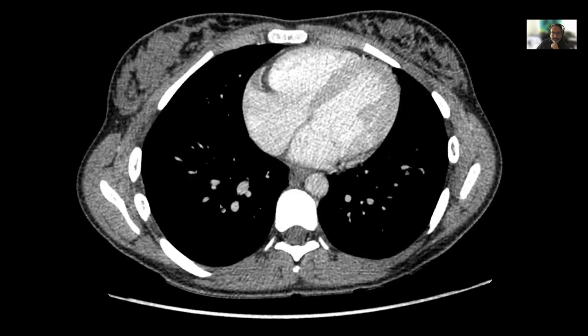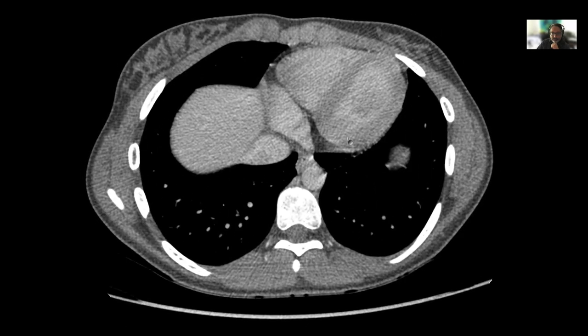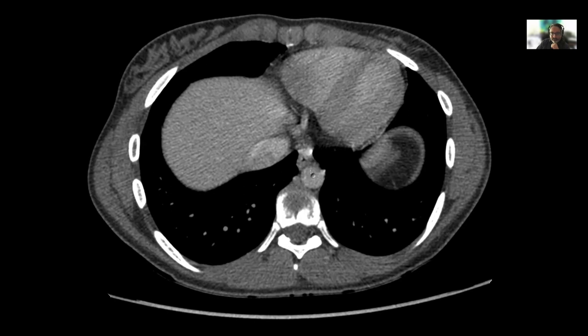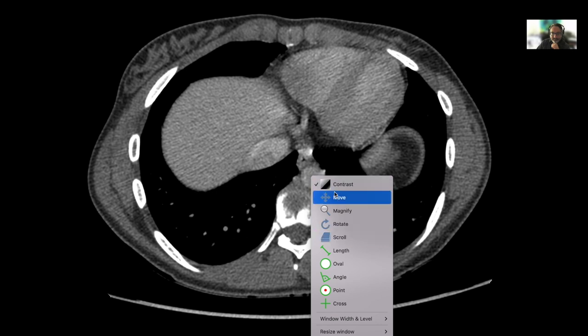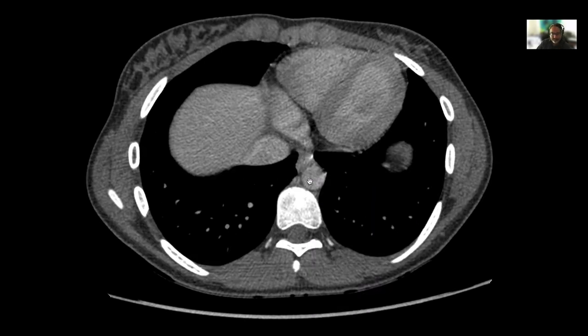Now let me see if you can clearly, let me just fix the contrast a bit. Can you see the aorta? Yes, I can see. Okay, let's see. So that is the thoracic aorta.